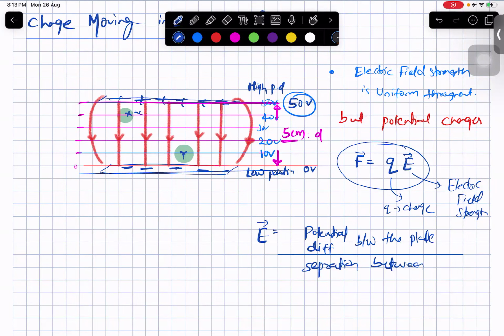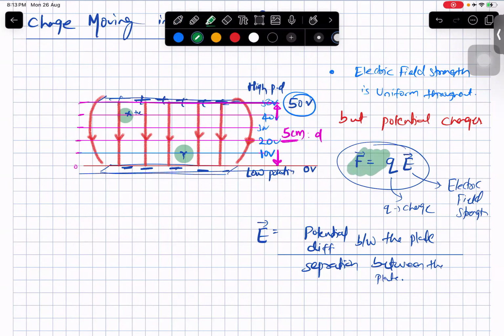Wait, so what force is this? Electric force, electrostatic force, right? Then E is electric field strength. Got it? So there are two forms which we need to remember.